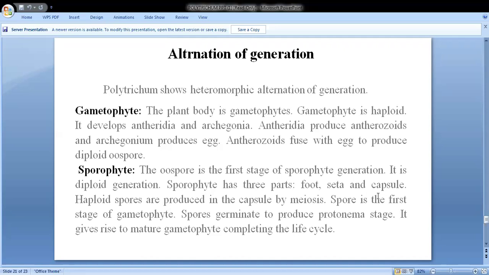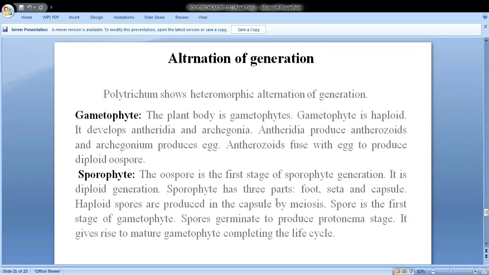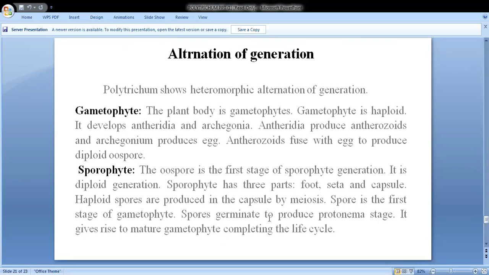Okay. Polytrichum shows heteromorphic alternation of generation. The same is in Marchantia and Anthoceros also. This is the gametophyte and the sporophyte. The plant body is the gametophyte, and in the gametophyte develop the antheridia and archegonia. After that, fertilization occurs and forms the zygote. After zygote development, the sporophyte is developed from the zygote. After sporophyte development, haploid spores are released from the sporophyte. These spores germinate and produce the protonema stage. Then the gametophytic stage is developed from that. Okay, that is the alternation of generation.